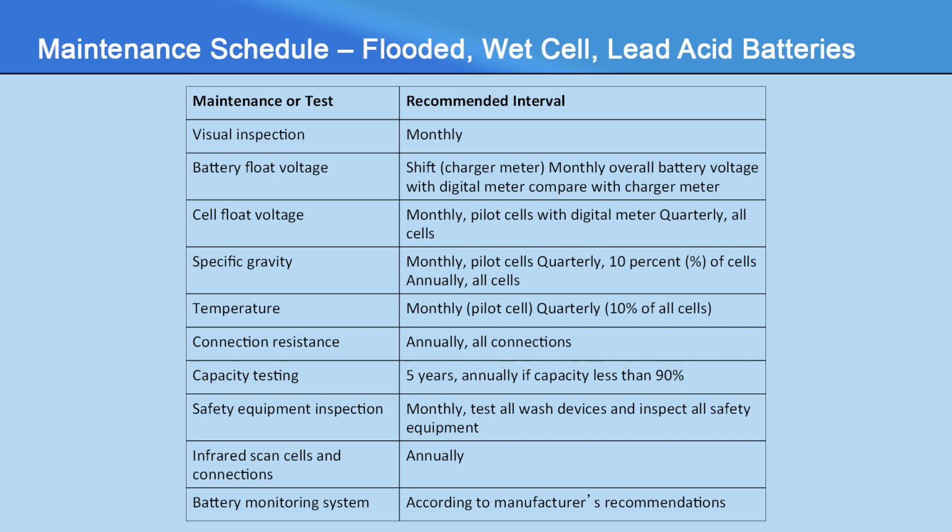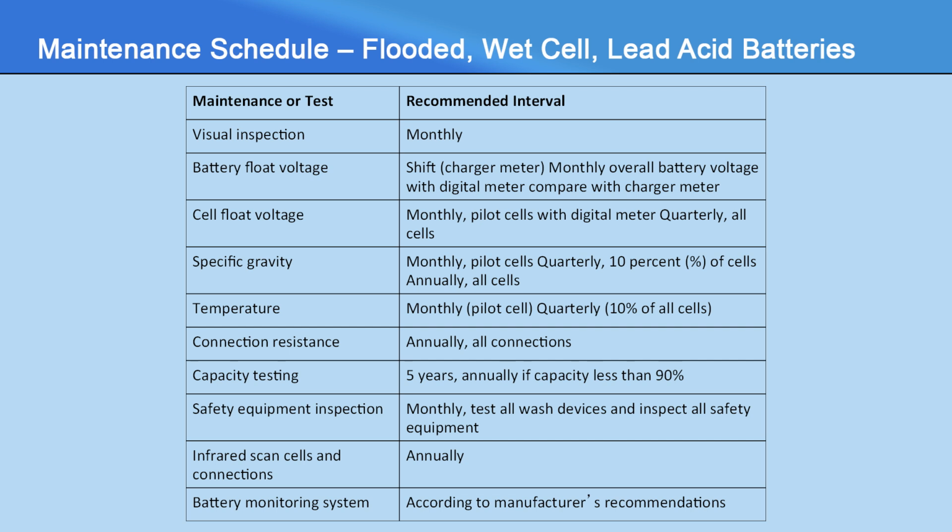Next is battery float voltage. This is done shift-wise through the charger meter, and monthly by overall battery voltage with a digital meter compared with the charger meter. Next is cell float voltage. This is done monthly for pilot cells with a digital meter and quarterly for all cells.